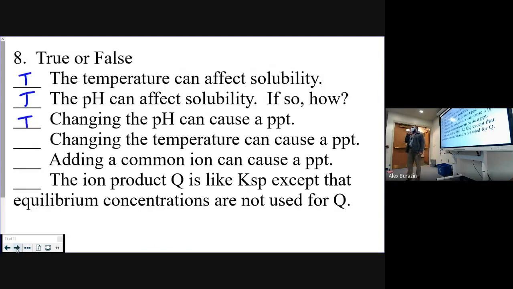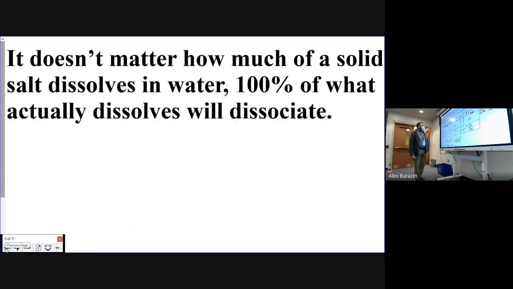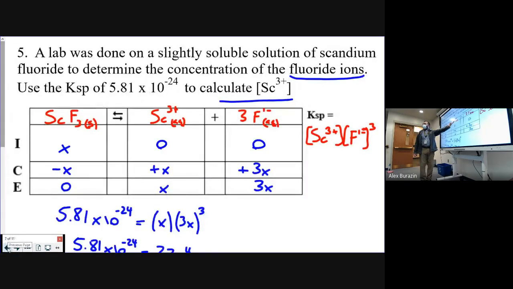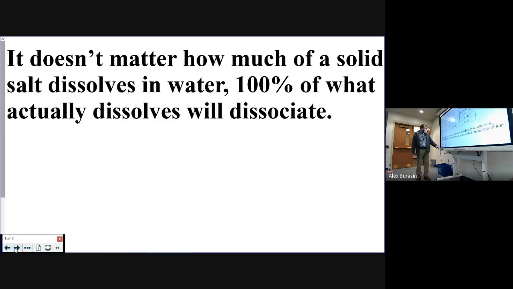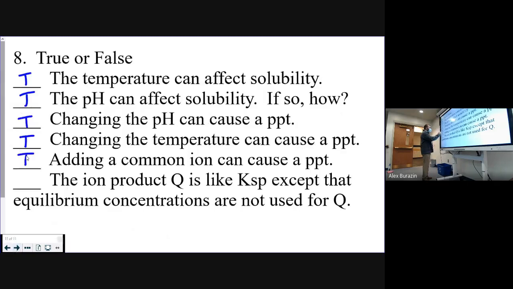Changing the temperature can cause a precipitate. Potentially. Adding a common ion, for example. Let's say I added some scandium. What would that do? I'd shift it that way. And what's this way? Solid stuff, precipitation. The ion product, which is QSP, is like KSP, except that the equilibrium concentrations are not used for Q.